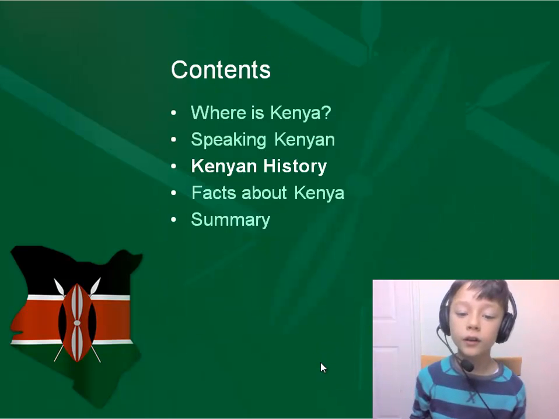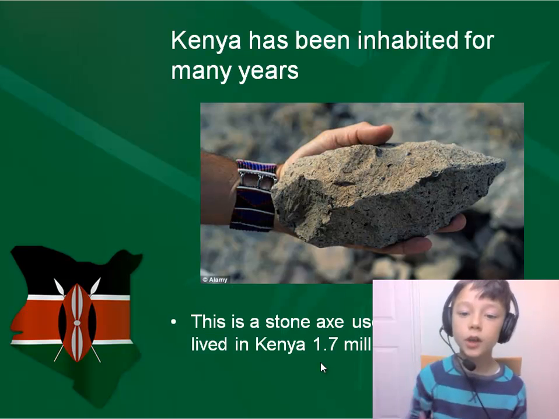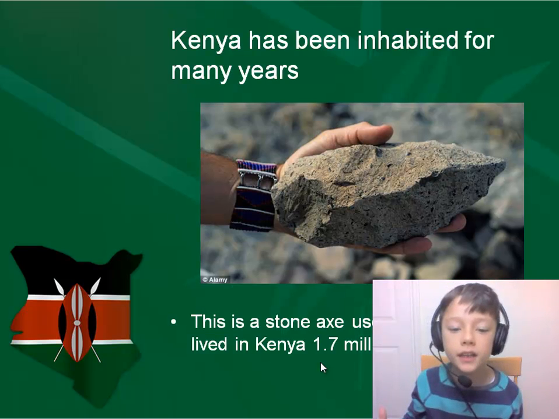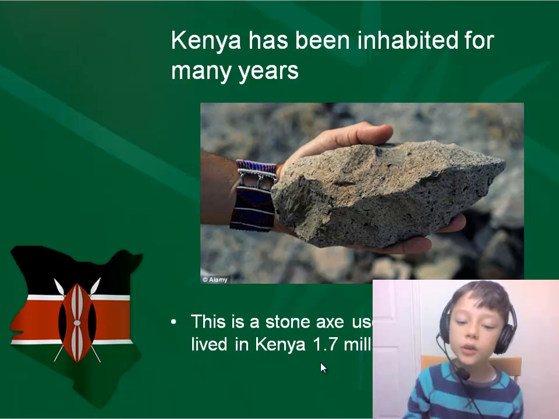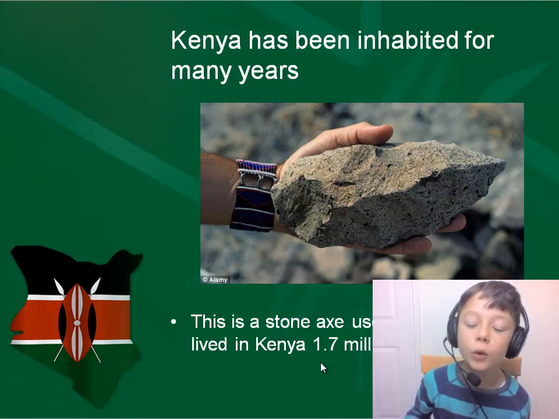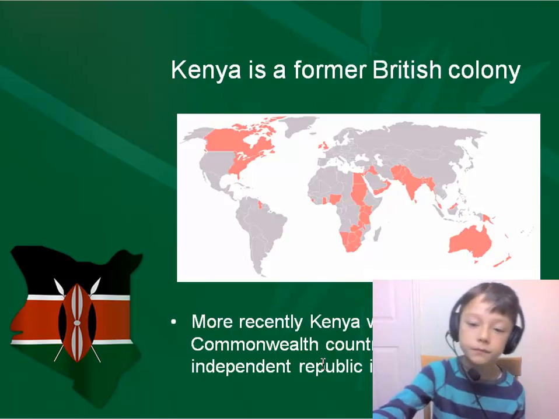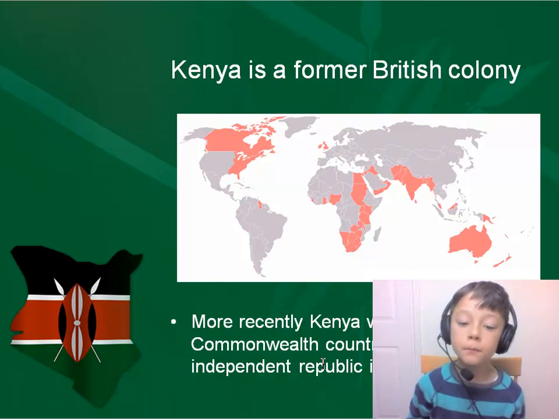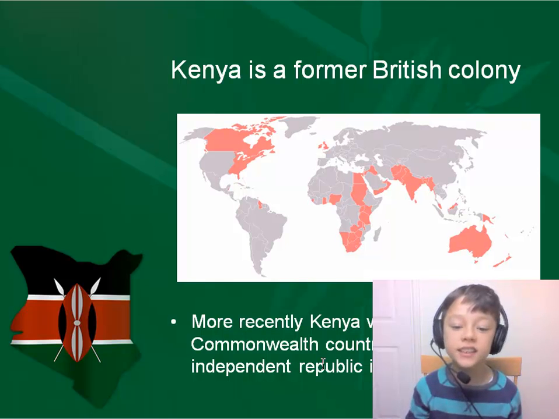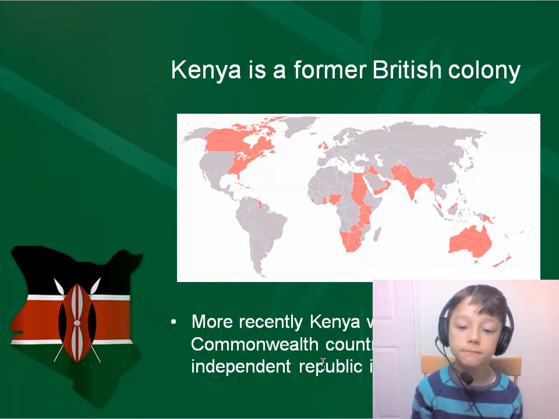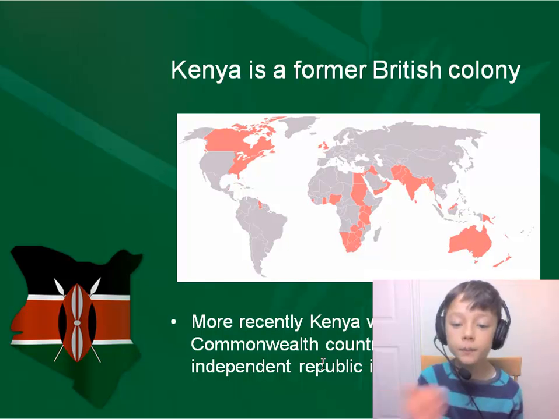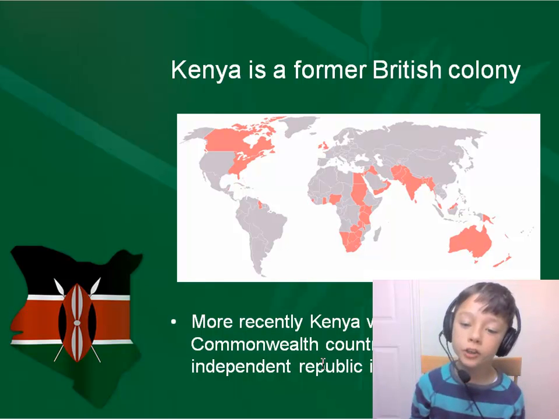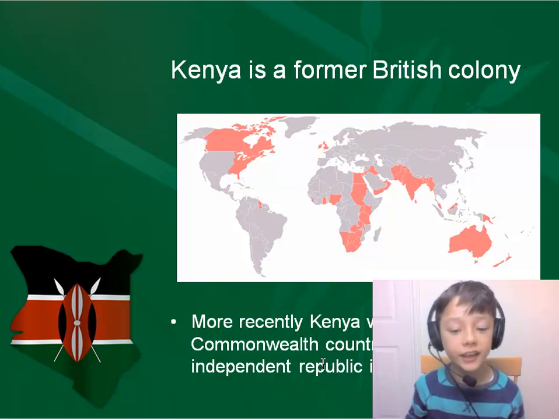Okay, third of all, Kenyan history. Well, Kenya has been inhabited for many, many years. In fact, this is a stone axe used by someone who lived in Kenya 1.7 million years ago. Well, Kenya is a former British colony. More recently, Kenya was one of the 65th Commonwealth countries. In the pink here, it shows the countries that were owned by Britain when Kenya was.